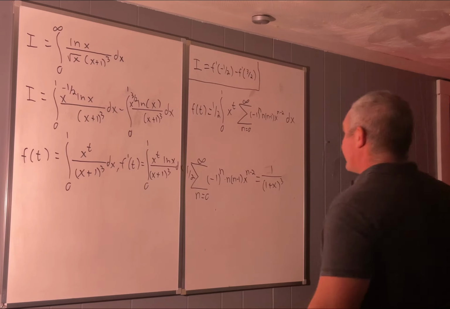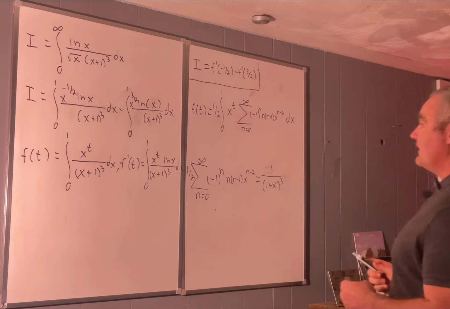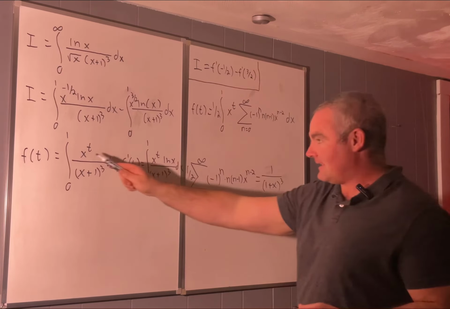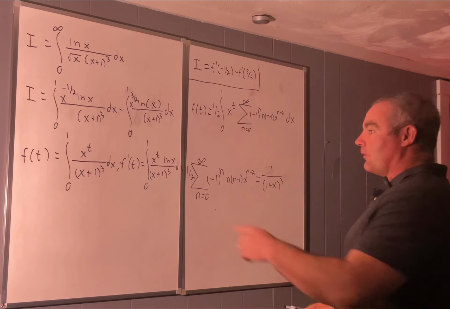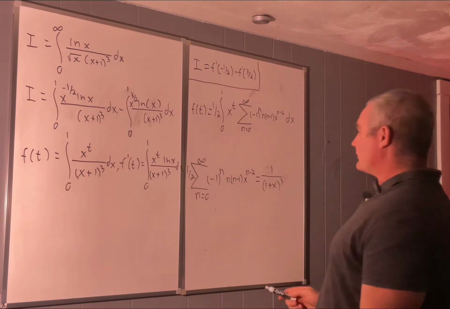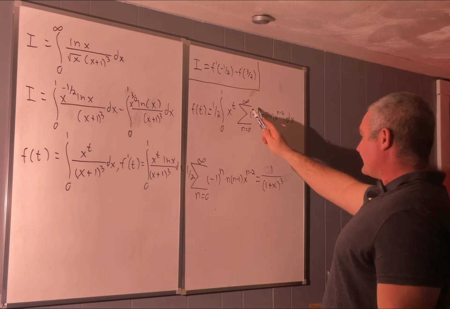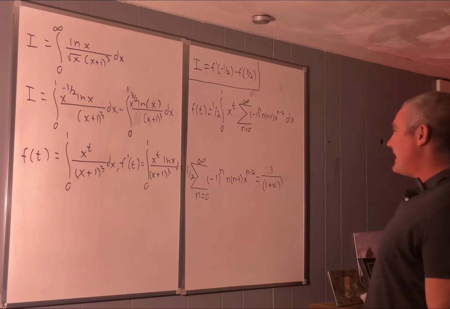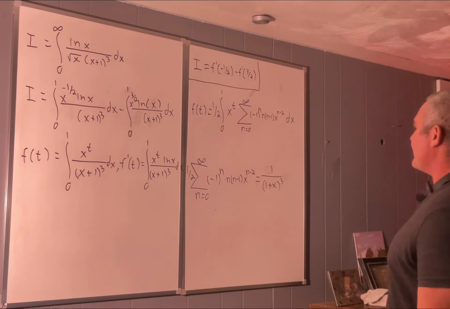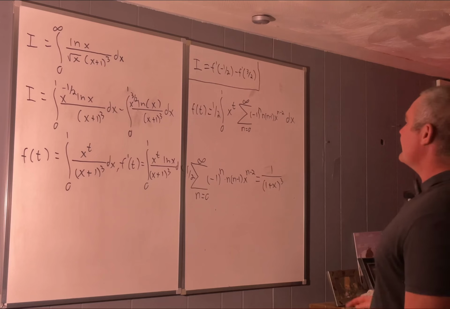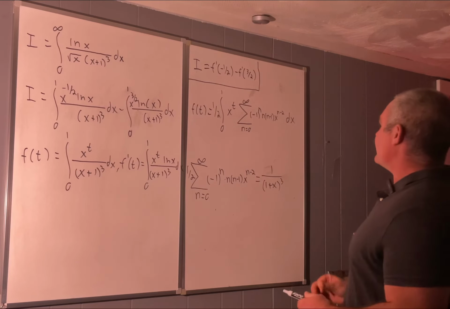All right, let's make sure I copied that down right. We still have the integral going from 0 to 1 of x to the t times 1 over (x plus 1) cubed, which is equal to 1/2 the sum from n equals 0 to infinity of (negative 1) to the n times n times (n minus 1) times x to the n minus 2 dx. So now we're going to perform some manipulation on this.